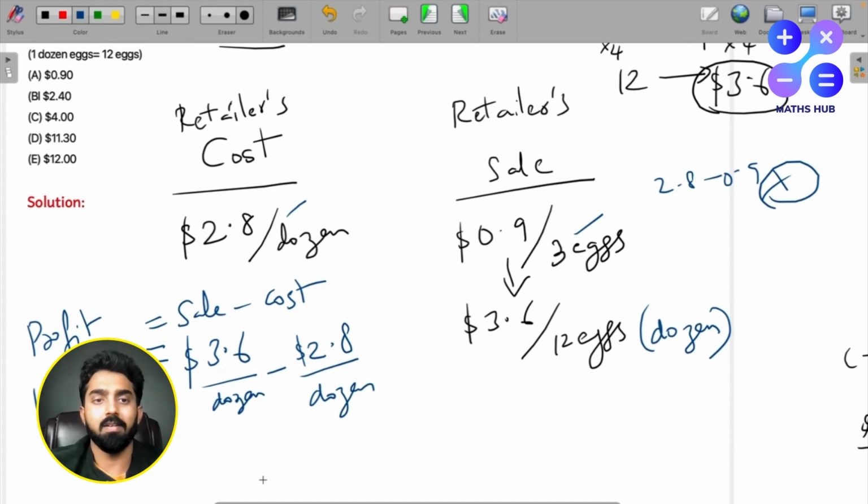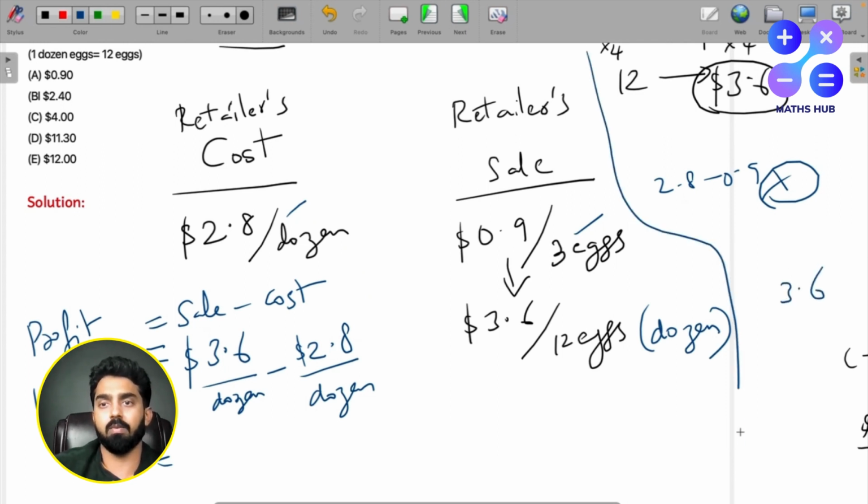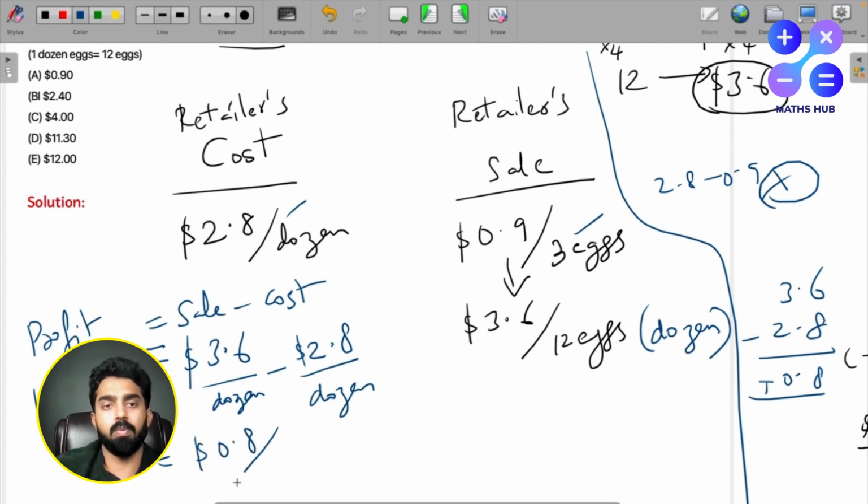Sorry. Right. So now it's sale minus cost, right? So 3.6 per dozen minus 2.8 per dozen. So that will be 3.6 minus 2.8 is what? 3.6, this is our rough area, no? So 3.6 minus 2.8. 16 minus 8 is 8. So it's 0.8. So $0.8 per dozen is the profit.